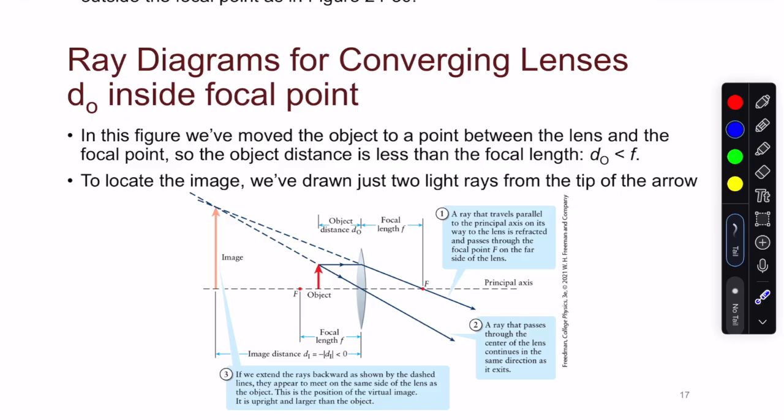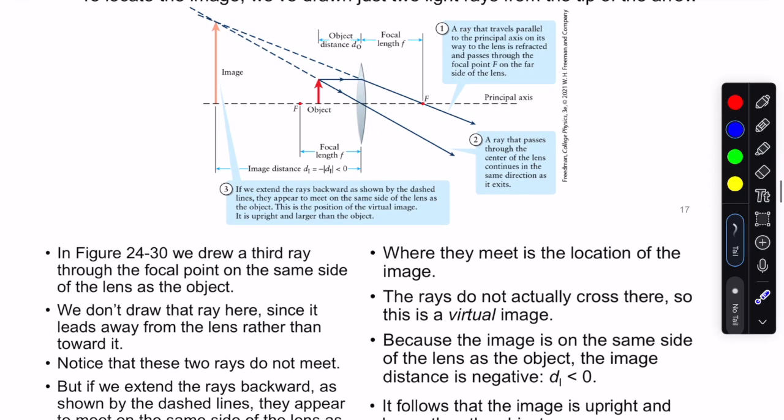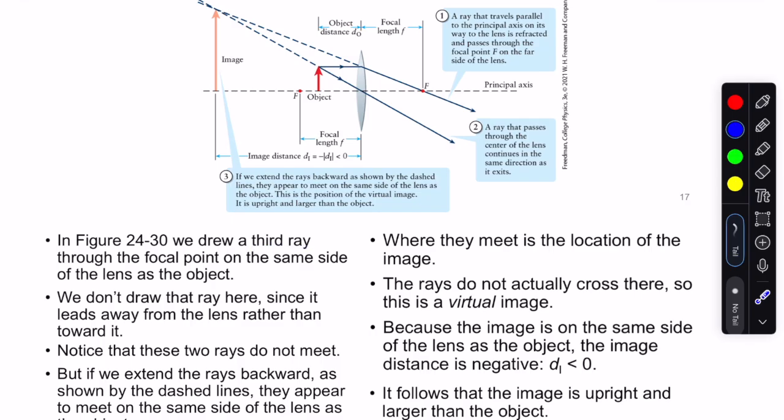And that's for any object placed within the focal point of the lens. We didn't draw that third ray because it points away from our eye, so we don't care. Where those light rays meet, when we trace them back, is the location of the image. Because the light rays do not actually cross there, we had to kind of pretend that they do. It's a virtual image. Since that image is on the same side of the lens as the object, it's virtual, and therefore its image distance is negative, just how we defined it for mirrors. If it was virtual, then the distance was negative, but now it's just located on a different side.